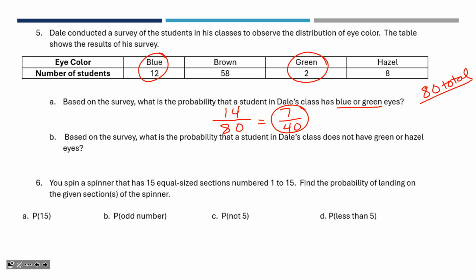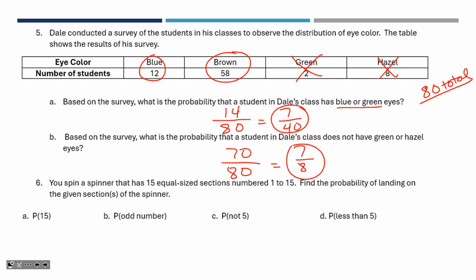Okay, part B, based on the survey, what's the probability that a student in Dale's class does not have green or hazel eyes? So again, we're out of the 80 because that's the total number of students, but we want not green or hazel eyes, so not those people. Well, what's left? That means they either have to have blue or brown eyes. So I'm looking at the people that have blue or brown eyes, add them up, there's 70 of those people. So that probability is 7/8.